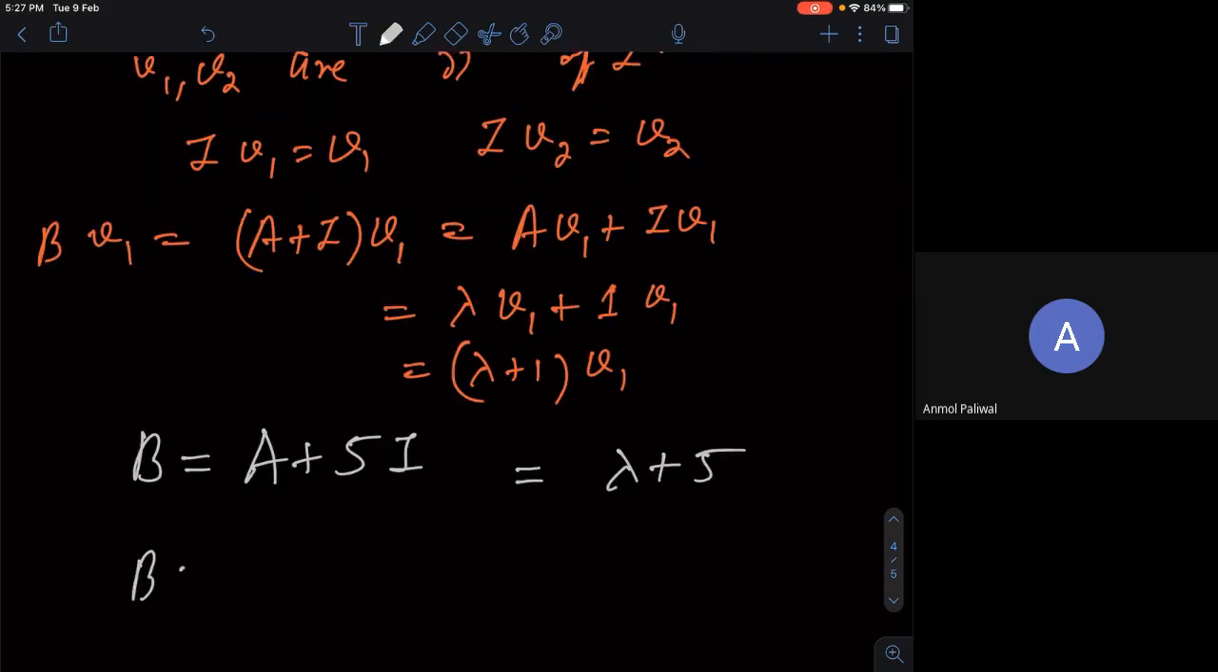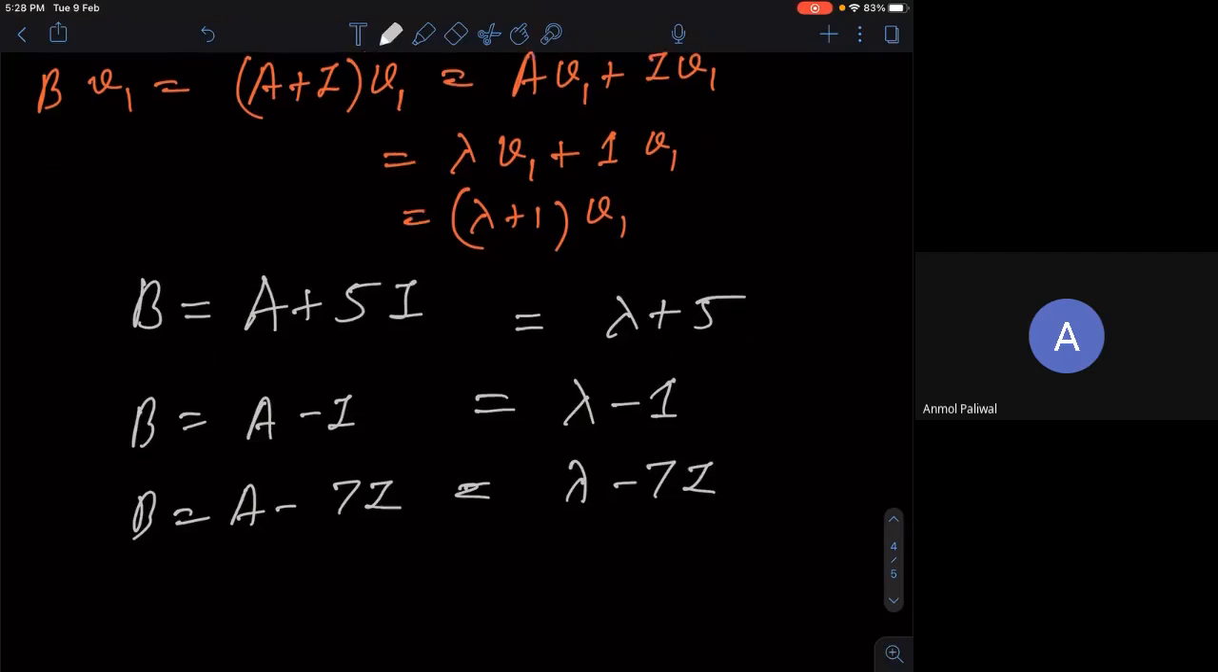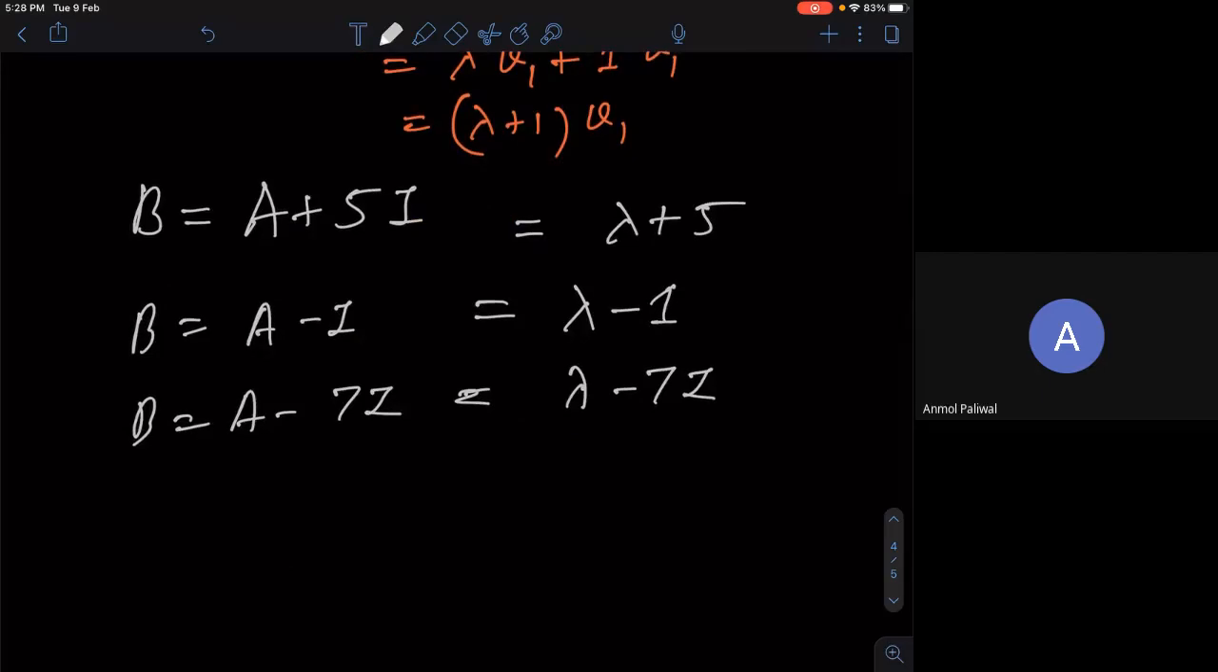Similarly, I could have written B is equal to A minus I. So the new eigenvalue will be lambda minus 1. So B equal to A minus 7I will have eigenvalue lambda minus 7. So this is clear: adding or subtracting an identity matrix, you can increment and decrement the eigenvalues of the matrix. Okay, so this is about addition, and let's go to multiplication again.